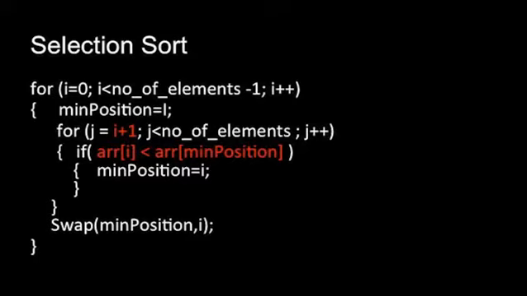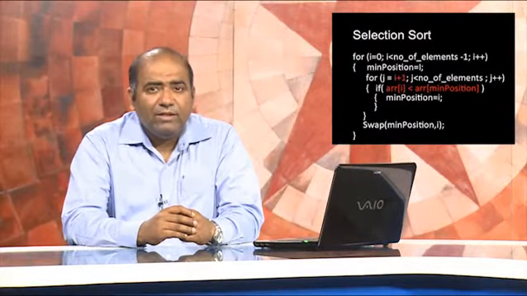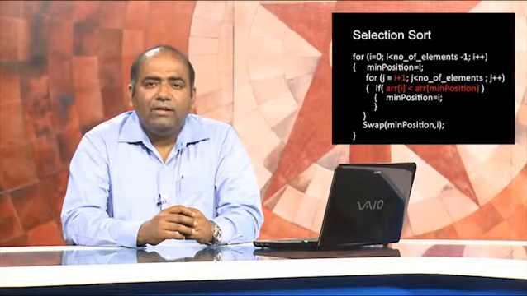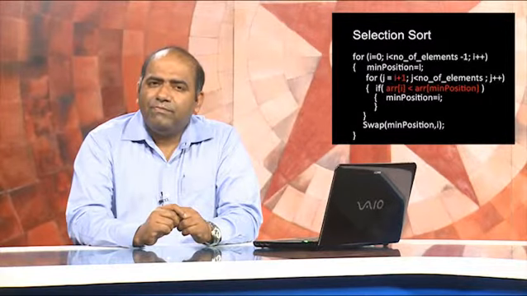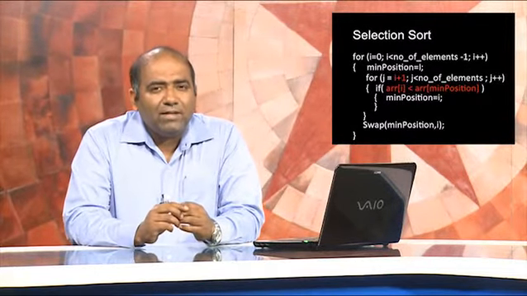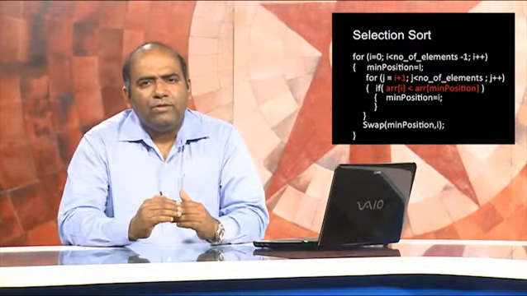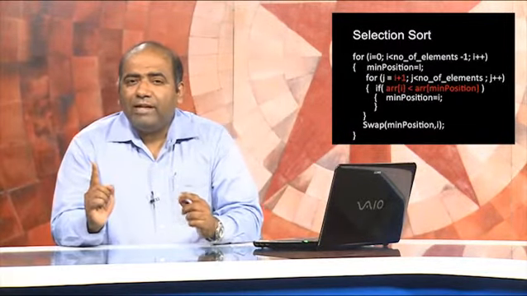Loop n minus 1 times. We will keep count of the rounds we take with the variable i. Each time assume the ith position as the minimum position. Loop through the remaining array, which we will track with the variable j. If arr[j], that is the current element, is smaller than the smallest number, remember the current position as the minimum one. Once the inner loop completes traversing through the array, swap the smallest number and the ith number.